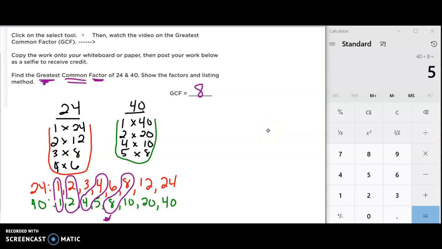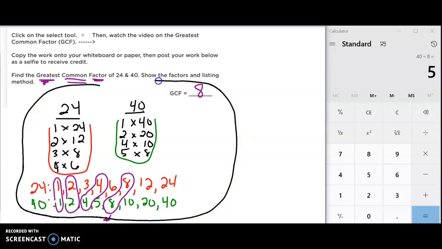So, what do I expect on your selfie? I expect to see everything down here. Everything is circled. This is to be on your selfie. If it's not on your selfie, you will not get credit for this problem.